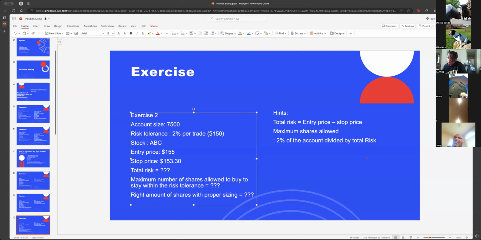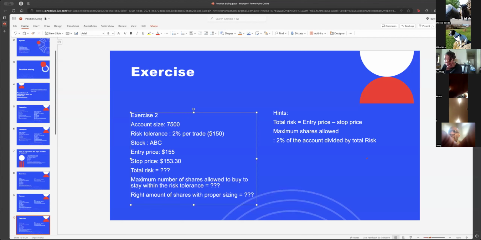Decrease the amount of shares. You cannot afford 75 shares. You cannot afford 50 shares. It's pretty simple. In order to calculate it, take your account size, which is 7,500. Divide that account size by your entry price. Maximum is 48. Beautiful.